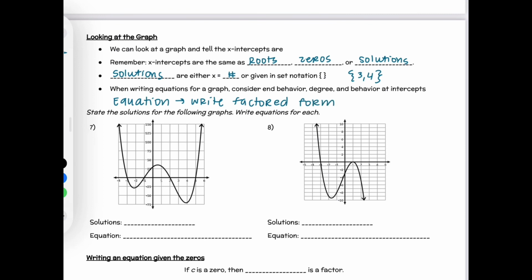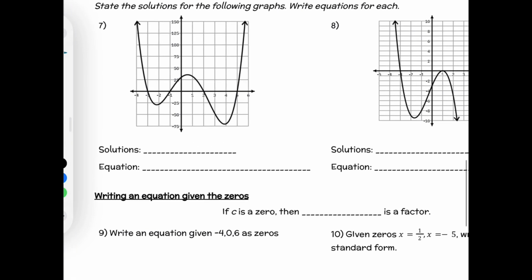All right, so let's look at number 7. So solutions, that's going to be anywhere we touch the x-axis. So we have -3, -1, 2, and 6. And so now we're going to write our equation.